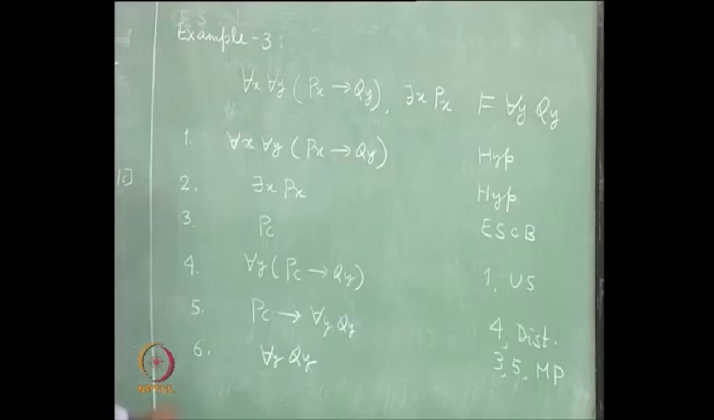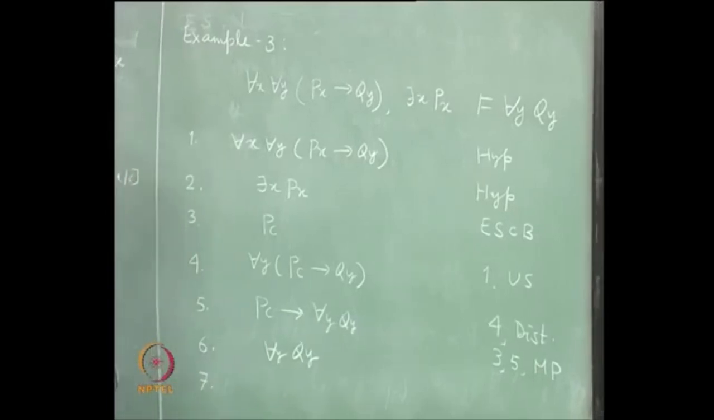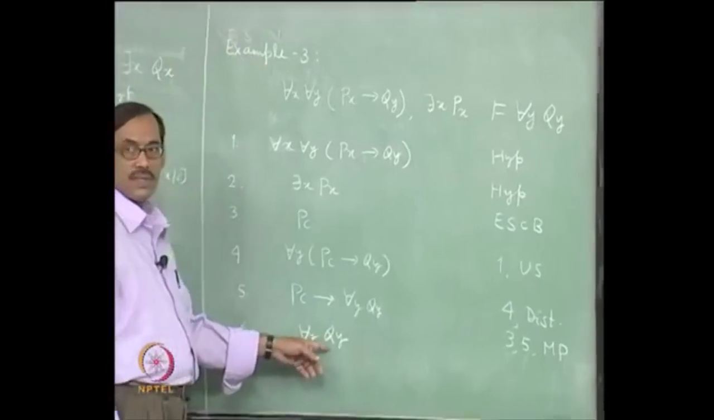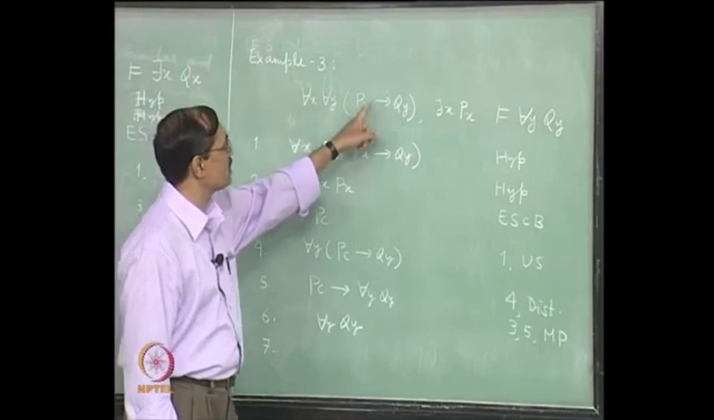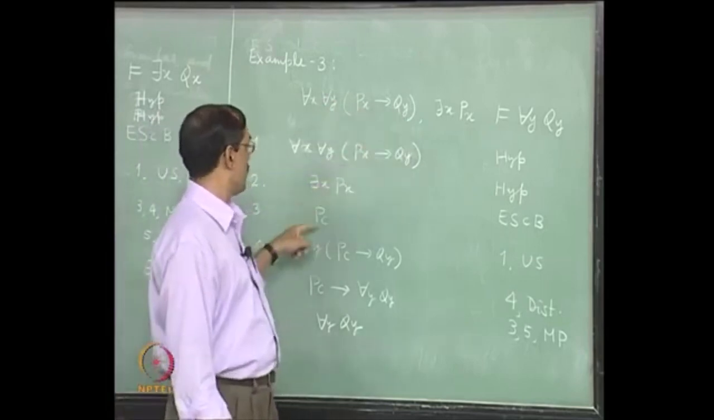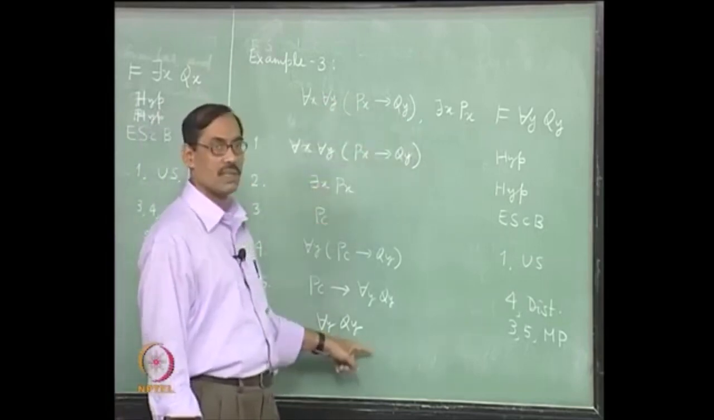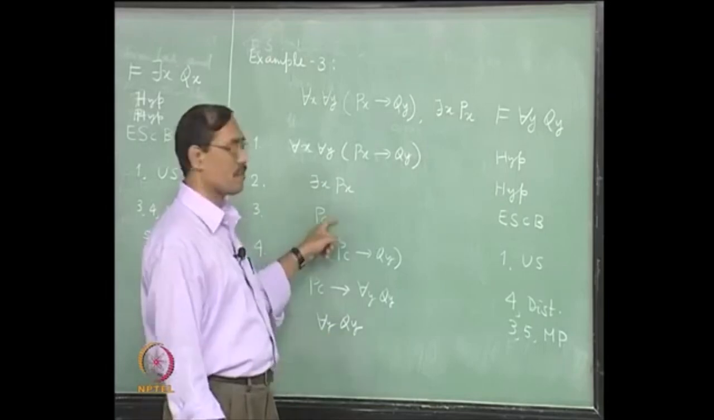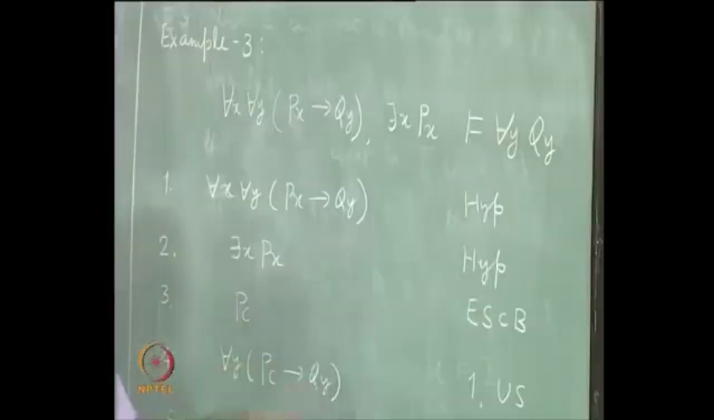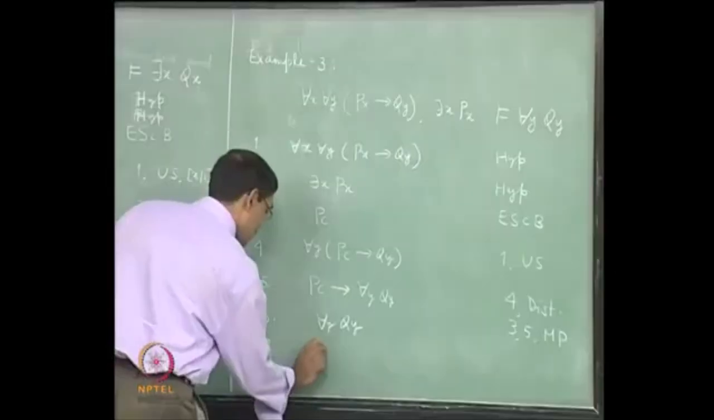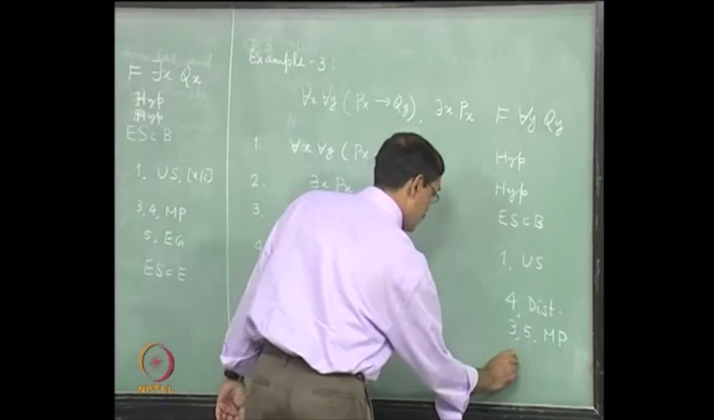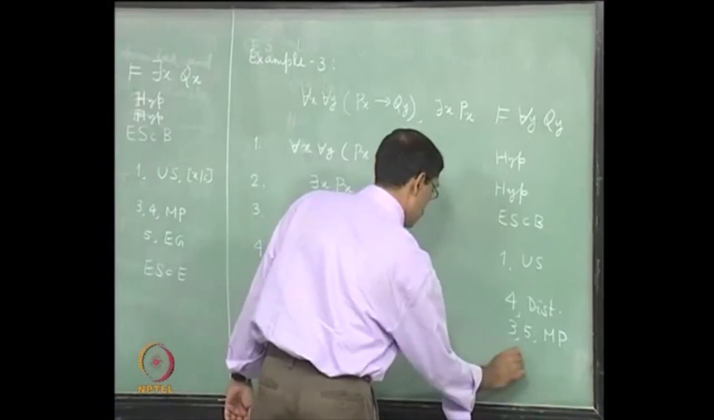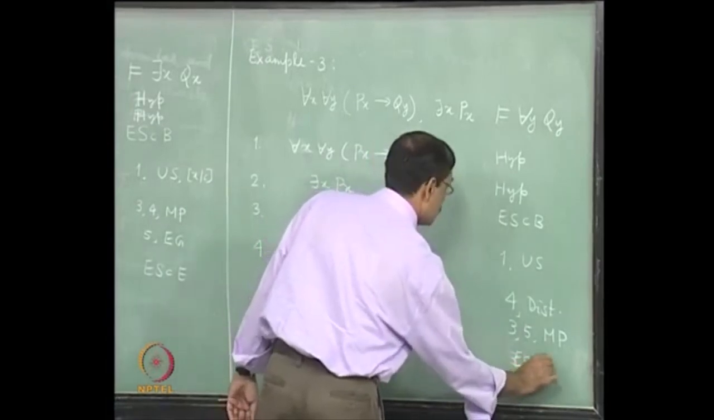Okay. Next, since you have got it, you do not stop here. If you stop, it will say for each x, for each y, p x implies q y and p c gives for each y q y, because this is an extra premise you have used, it has to go. So next is for each y, q y. So you write E S C E.